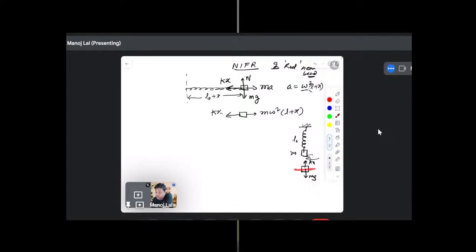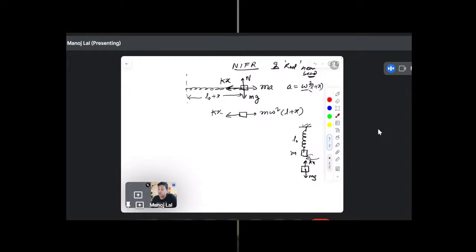So it will slowly come to rest for a moment and again go back. From the equilibrium position to downward motion, what will happen? Its velocity decreases. So first velocity increases, and at equilibrium, the velocity is maximum. I hope you know this basic thing.